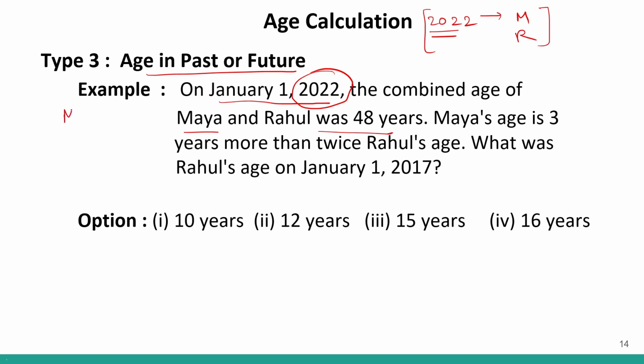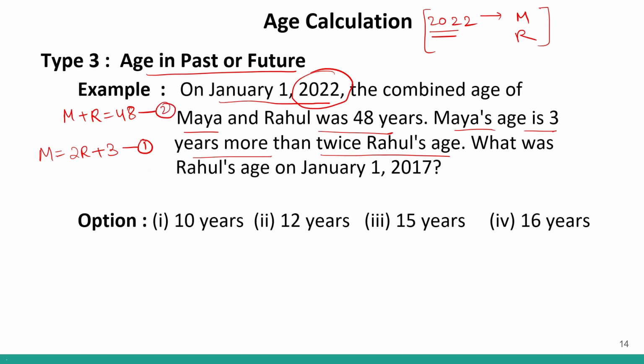So it is given to us that M plus R equals 48. This information is for 2022. Okay. Now Maya's age is 3 years more than twice Rahul's age. So I can write it in this equation. Correct? Let's say this is my equation number 2. This is my equation number 1.